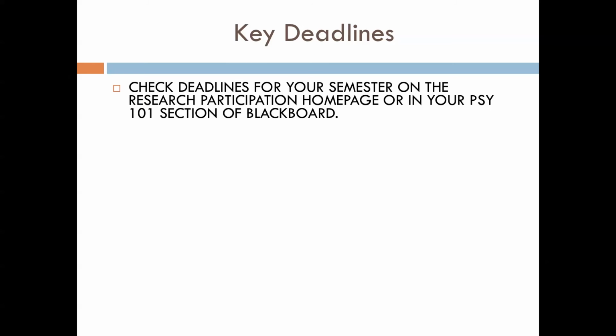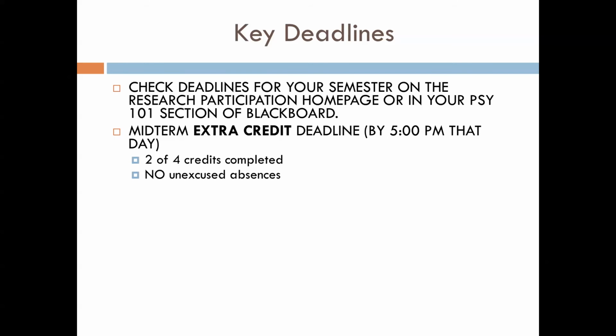Now, some key deadlines to go over. First of all, please make sure to check Blackboard regularly to be aware of when all deadlines are. Now, there is an extra credit opportunity. As long as at least 2 credit requirements have been completed and there are no unexcused absences from any research studies, meaning you sign up but do not attend the study time slot, by the extra credit deadline, you will receive extra credit from your Psych 101 class. Just to repeat, at least 2 credits need to be completed, either via research participation or an accepted article summary, and there can be no unexcused absences from a study time slot.